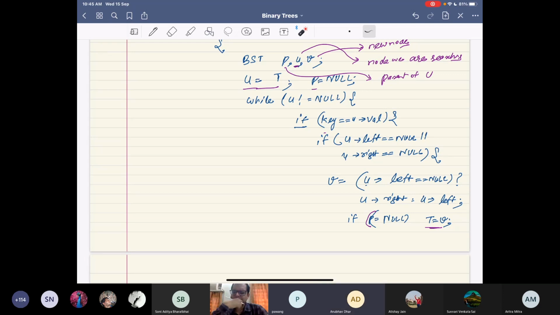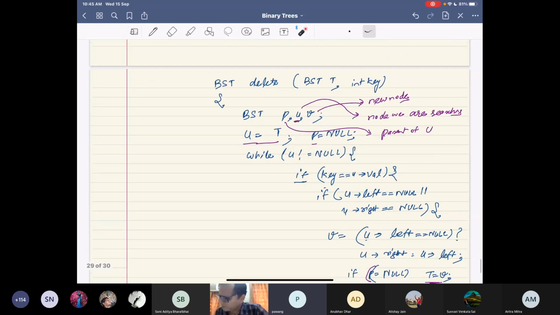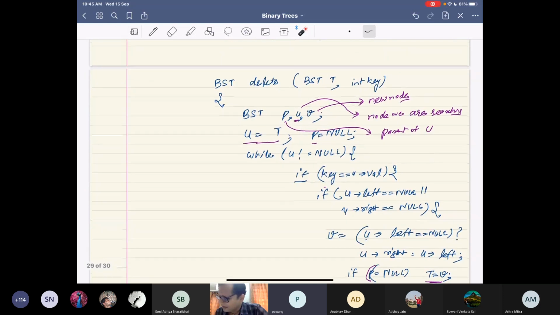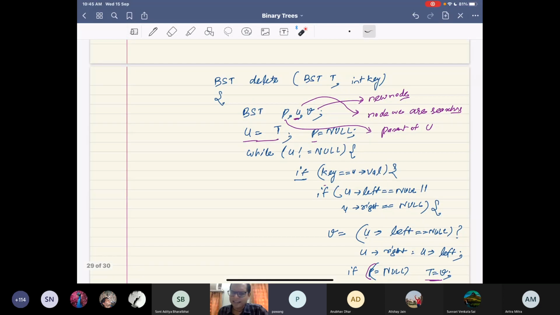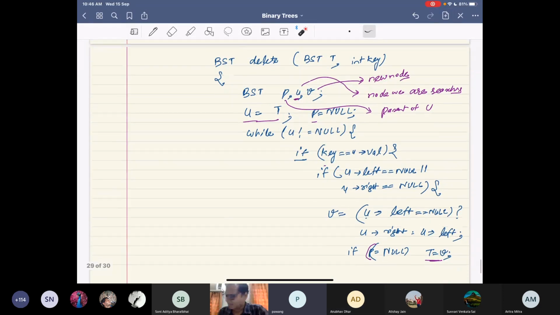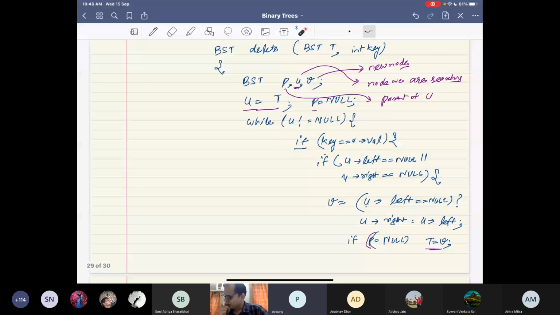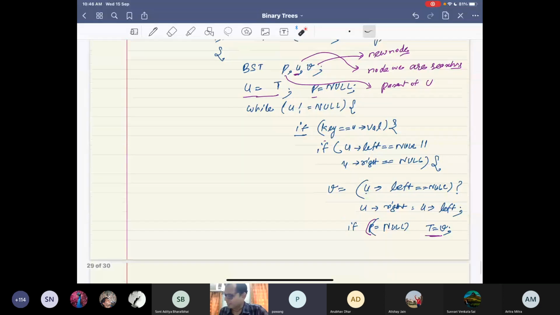Sir, if we are changing T, then shouldn't we call T by reference? Right. In this case, we are simply saying that you return the root of the new tree. Then we can return this T. Okay, so we are returning the root of the tree. Depends what you're returning. So we'll return your new root.